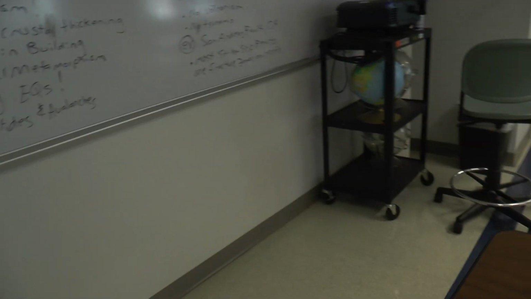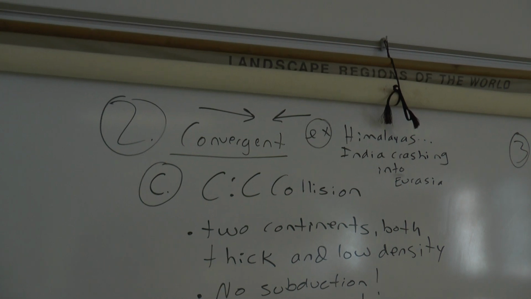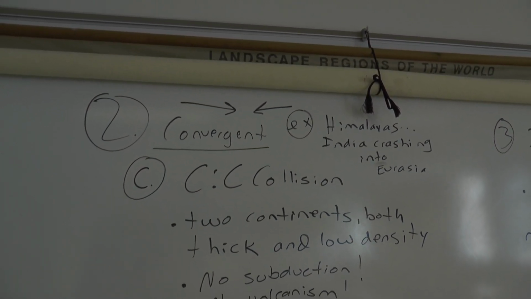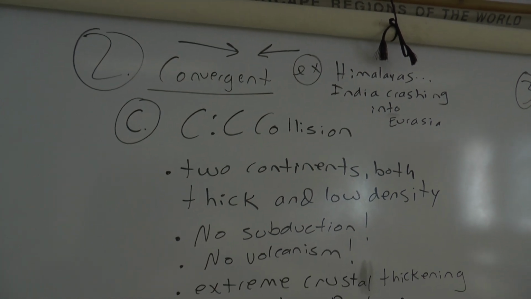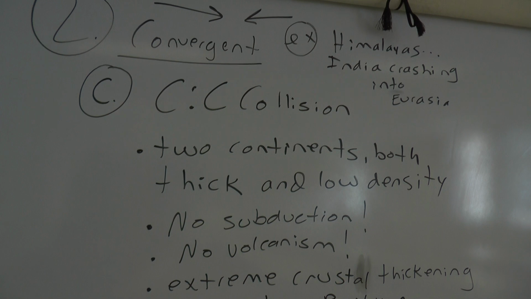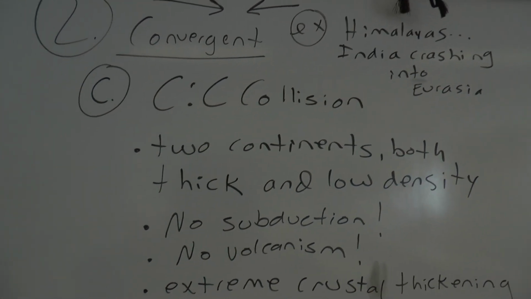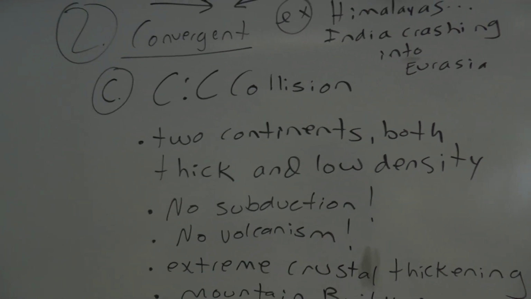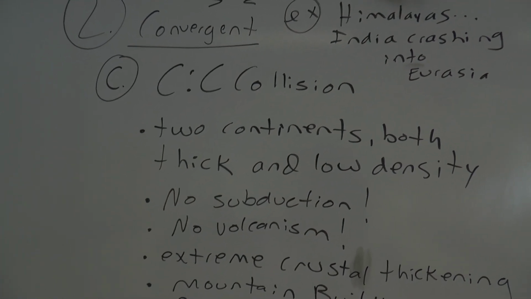All right, moving on to our third type of convergent boundary called continent-to-continent collision. We could just call that CC. I'm not going to make a drawing of this because I don't do a good drawing of this, but you guys do have drawings in your PowerPoints. We're going to move around relative to the light glare. Okay, so what do we have here?